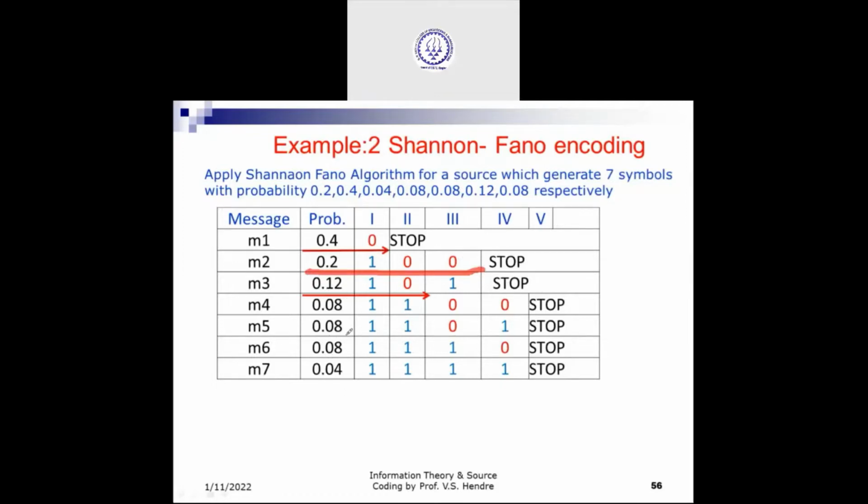In the lower part, if I want to divide them into two equal groups, I could get the division here as 0.08 and 0.08, which is 0.16, and 0.08 and 0.04, which is 0.12. So the division into two equal parts is here. I got 0.16 upper part, 0.12 lower part. Binary 0 is assigned to the upper part, binary 1 assigned to the lower part.